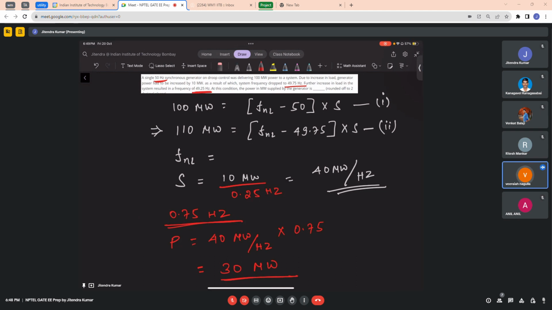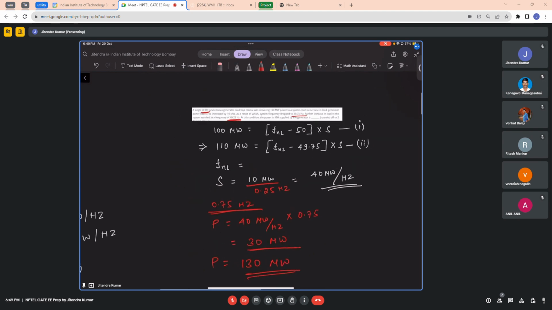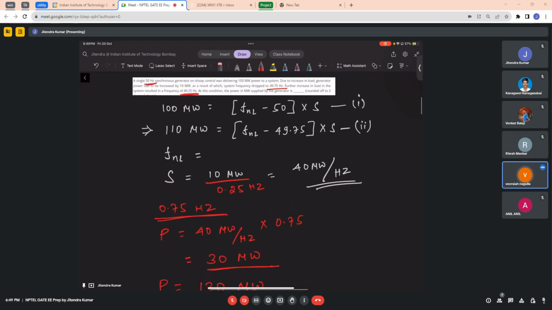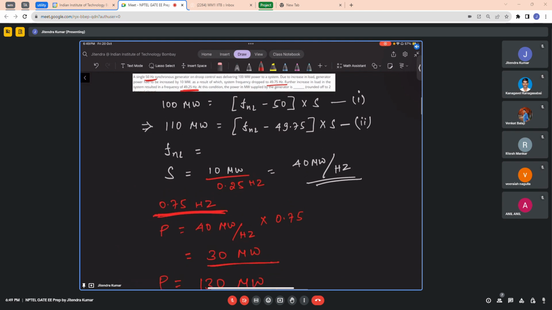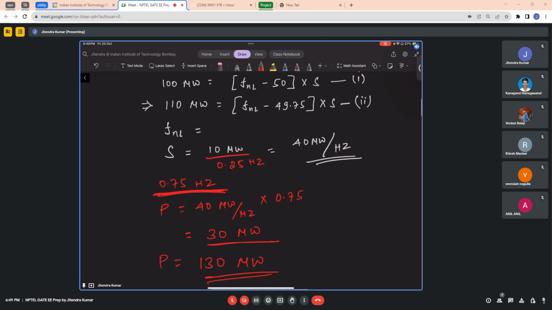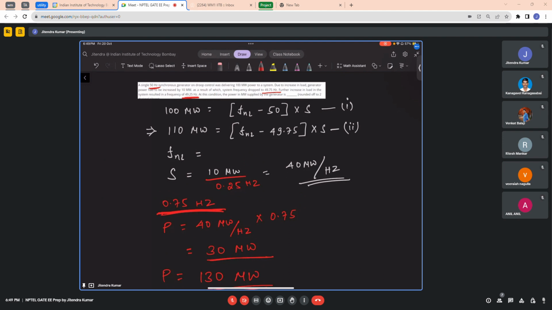Answer: 130 megawatts, exactly. Why 130 megawatt? Why not 30? Already we have 100 megawatts. At 50 hertz, the initial condition is 100 megawatt of power. From that condition, we are observing this much of drop. So we have to consider that initial value of 100 megawatt first, and then we need to add in the system. That's why it will be 130 megawatt.